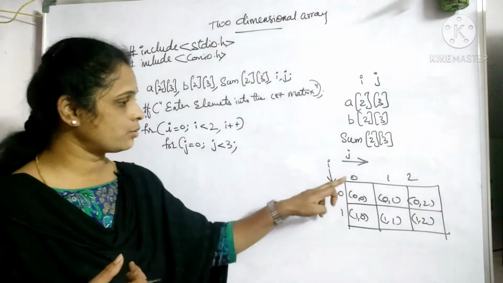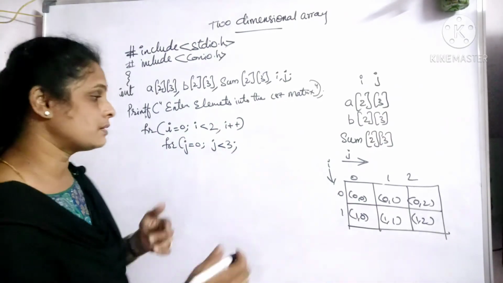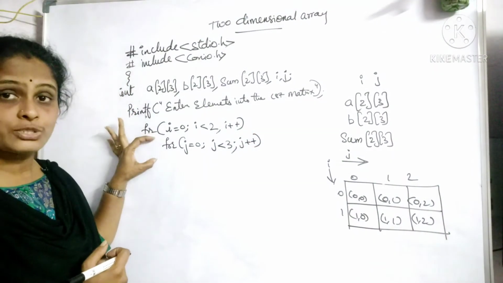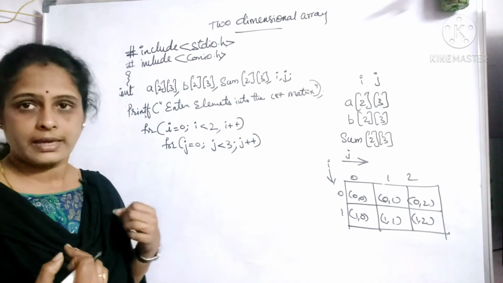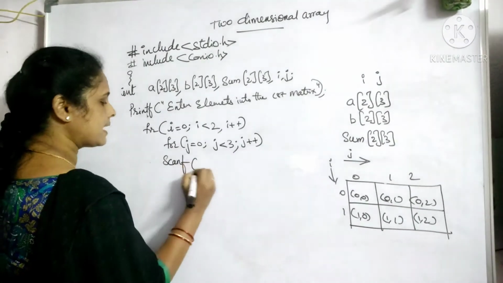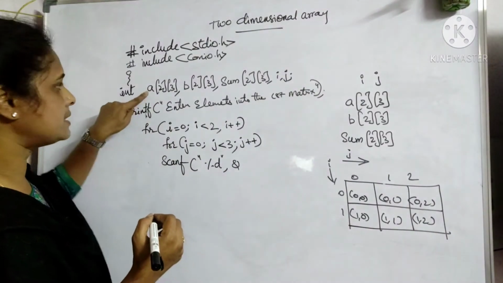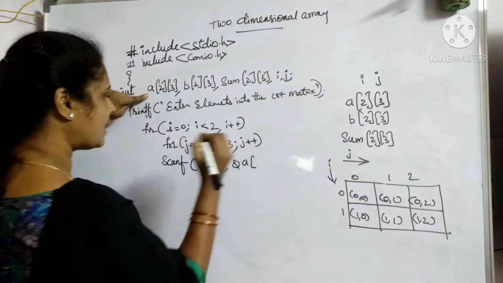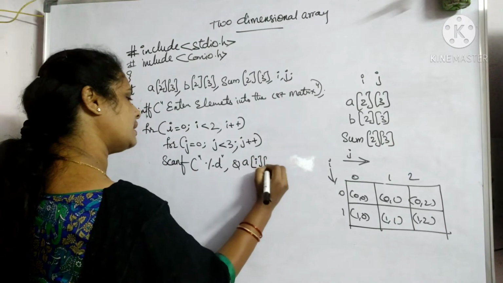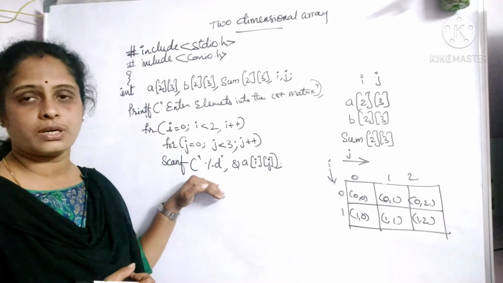And after 0 it has to come to 1, come to 2 and so on, up to 2 here. So it has to take an increment. That is the reason why I am taking J plus plus here. When this is the case, what should it do? It has to accept elements into the matrix. So I need to use scanf here. scanf percent d ampersand. What is the name of this first array? It is A, followed by row and column. Now our row is I and column is J. So I and J here. That's it. This is how I accept elements into the first array.